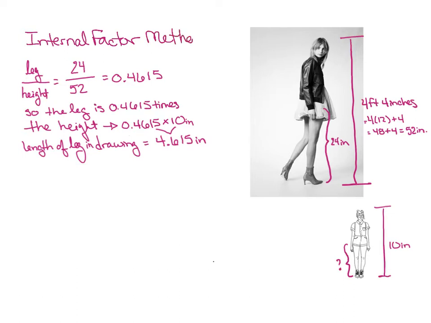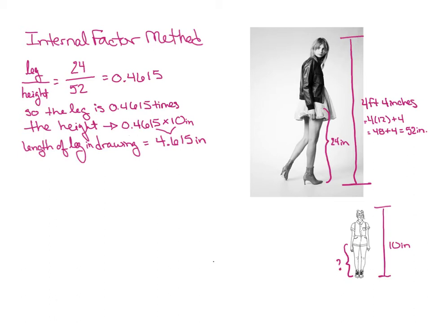And in the internal factor method, we are comparing the 24 inches of the leg to the 52 inches height, which means the ratio of them is 0.4615, or you can keep it as a fraction. So the leg is 0.4615 times the height. So if I multiply this 10 times that internal factor of 0.4615, I'll get 4.615 inches. So that's approximately how long this leg will be.